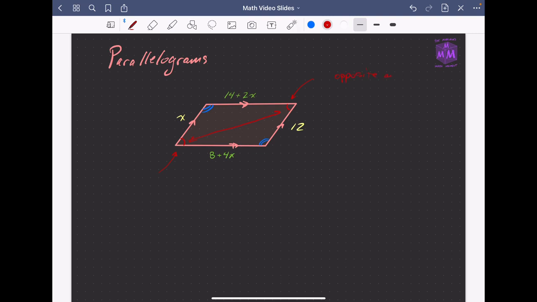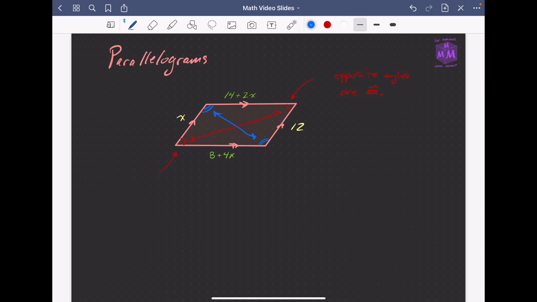Opposite angles are congruent. I'm just going to write my congruent symbol. Likewise, these other opposite angles in my parallelogram are congruent to each other. And there's a theorem with this. If a quadrilateral is a parallelogram, then its opposite angles are congruent to each other. Also, if I have a quadrilateral whose opposite angles are congruent to each other, then that quadrilateral is a parallelogram.